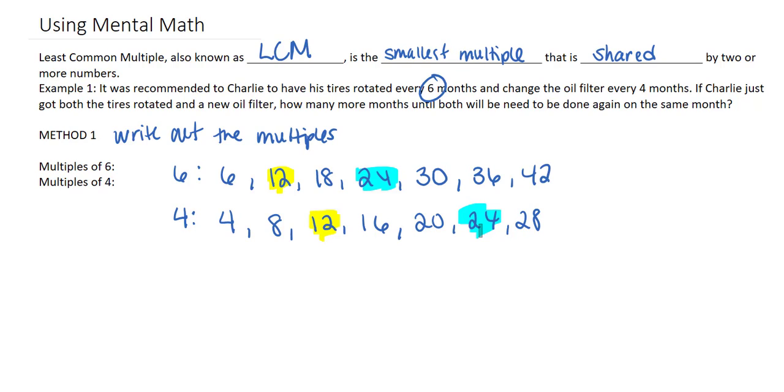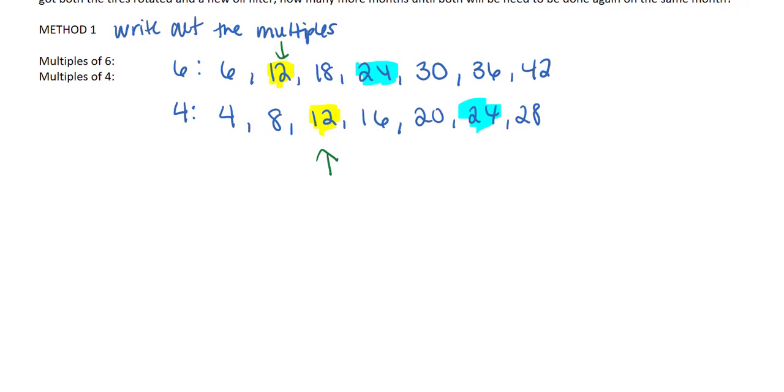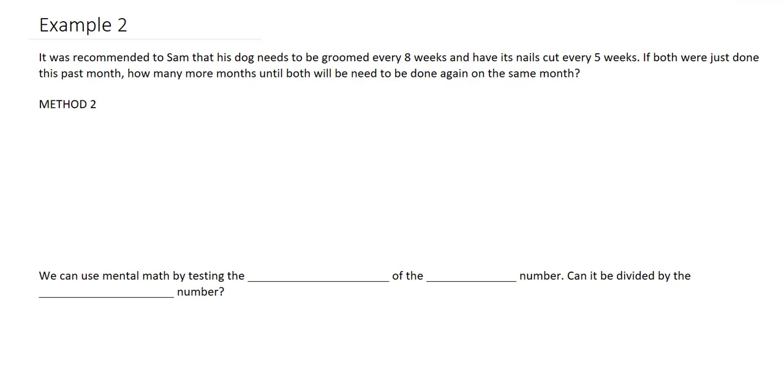So what this is indicating is that the least common multiple between them is going to be 12. There's going to be other common multiples, but we want the least common multiple. So when will be the next time you'll have to get both of those things done again? That will be in 12 months. He'll have to get both of those done again. So let's go ahead and look at the next example.